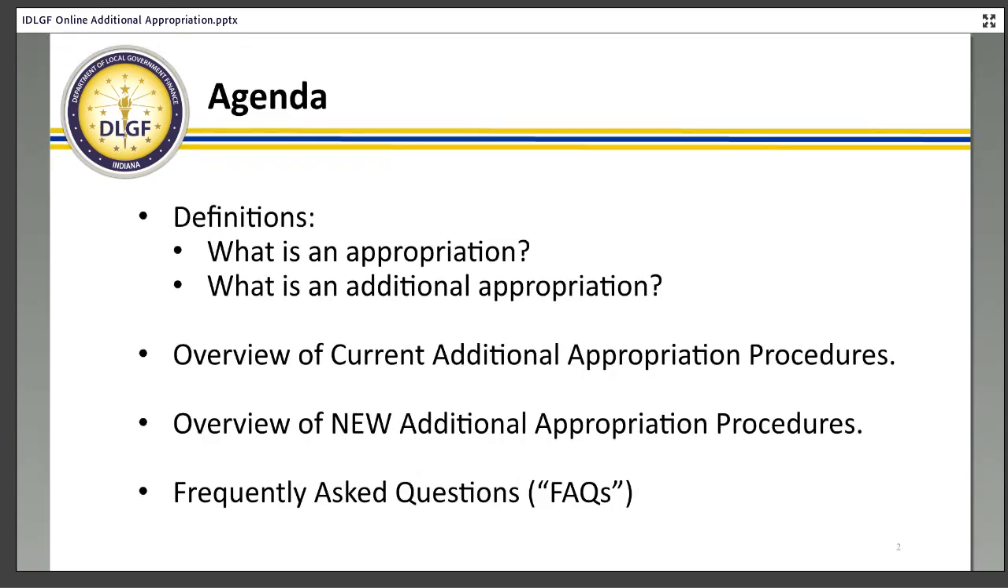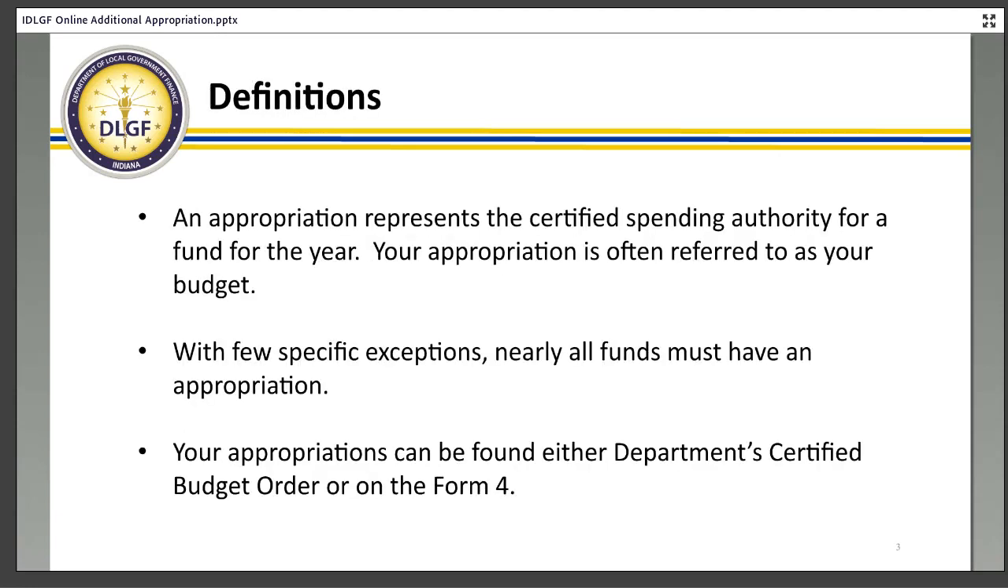Before we get started, we need to agree upon a set of common terms, a set of definitions, if you will, to define where this change is coming from, why the department is rolling out this new method. For this presentation, there's only two definitions that we need to come to agreement on, and that will be an appropriation and additional appropriation. From there, we will transition to doing an overview of the current additional appropriation procedures, followed by the overview of the new procedures, and then just a couple of frequently asked questions that we have staged within the presentation itself. All right.